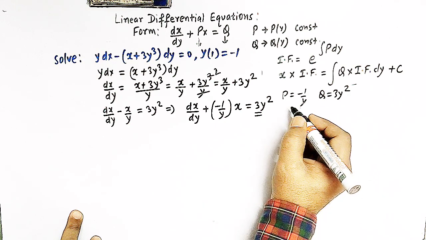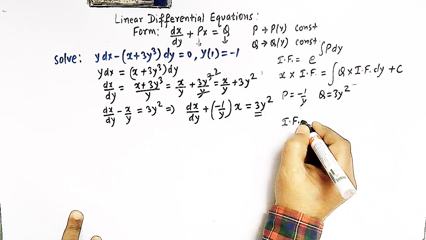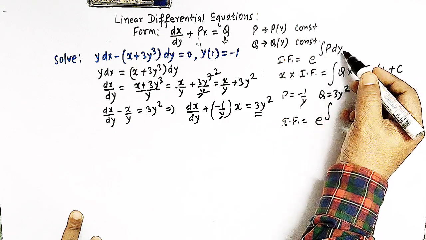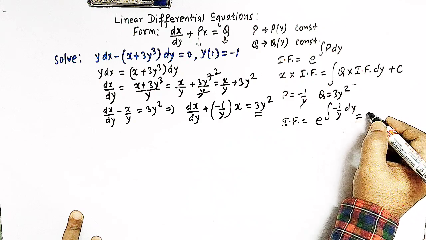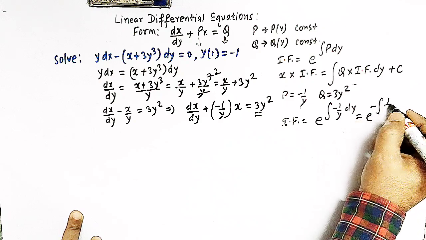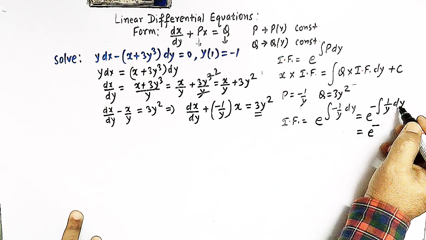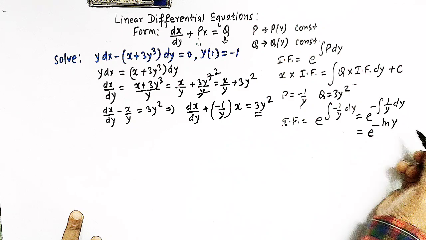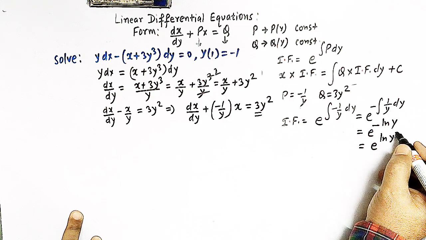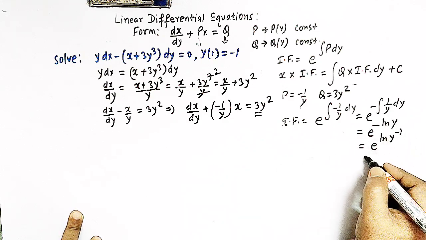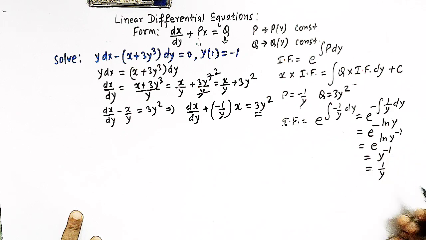Now let us find out the integrating factor of this differential equation. The integrating factor is given by e raised to integral p dy. P is minus 1 over y, and here we have dy, and we can now write minus the integral of 1 over y dy. The integral of 1 over y dy is simply log of y. Here we can now write e raised to natural log of y raised to minus 1. So we can now write here simply y raised to minus 1, that is 1 over y.